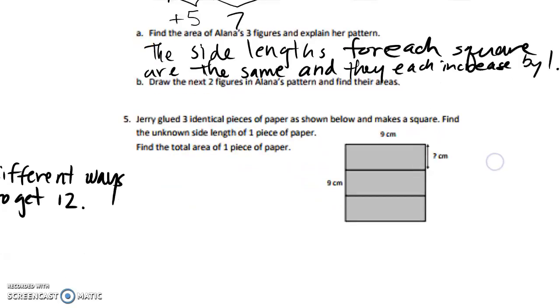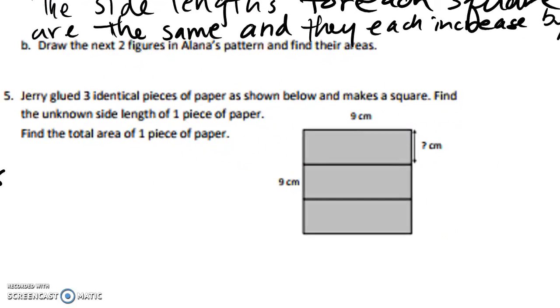All right, last one, number 5. Jerry glued 3 identical pieces of paper as shown below and makes a square. So this is like 1 piece, 2 pieces, 3 pieces. Find the unknown side length of 1 piece of paper. So here's our unknown right here. Find the total area of 1 piece of paper. All right, so what do we know? We know this is 9 and this is 9.